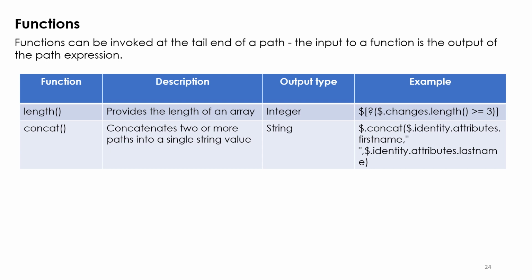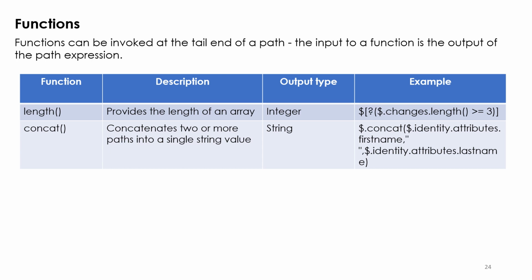Let's understand about the functions. Functions can be invoked at the tail end of a path. The input to a function is the output of the path expression. The function output is dictated by the function itself. There are only two functions present in the event triggers. One is length, which is used to provide the length of an array, and its output type will be an integer type. Here you can see the example in the given box.